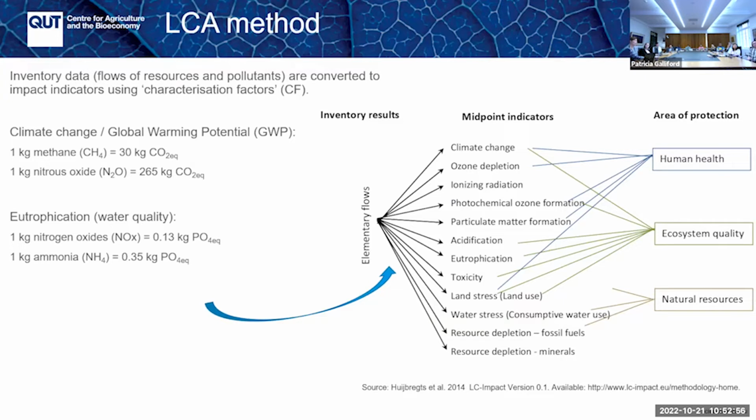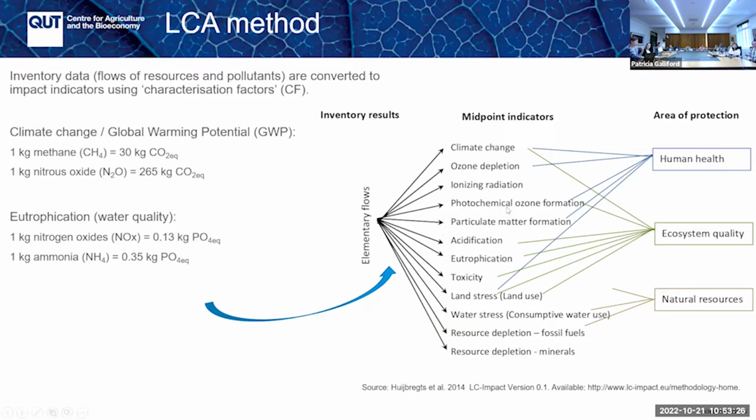It is more common, though, that when you're looking at a particular product or a service, you might work out which ones are the most significant, and you might focus on a few. For agriculture, we focus on climate change. We focus on eutrophication, toxicity in terms of herbicide and pesticide use, land stress, water stress. Minerals depletion is becoming quite important. We're not going to have much phosphorus fairly soon. And of course, fossil fuel resource depletion has been a concern since the 70s.